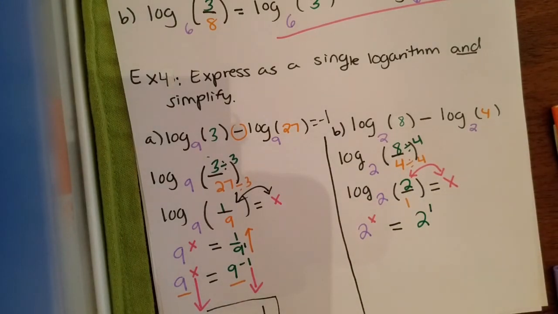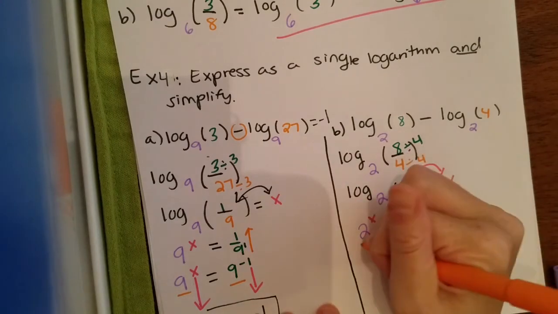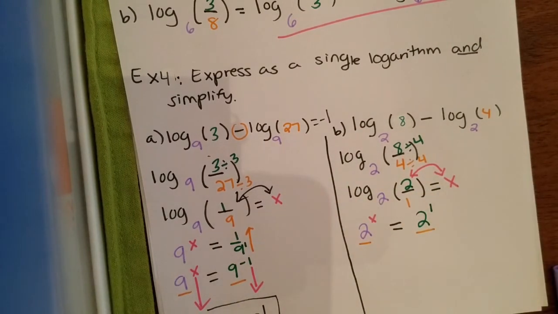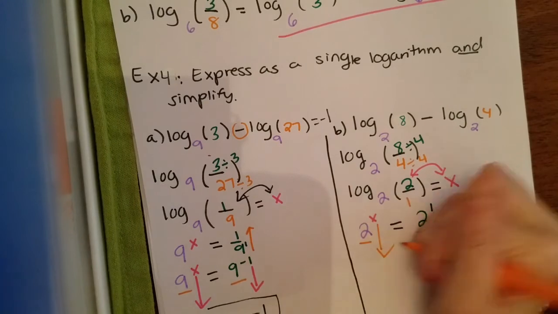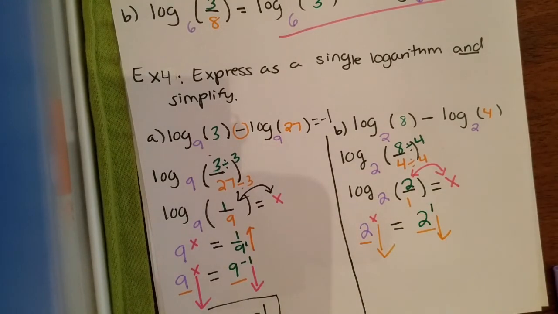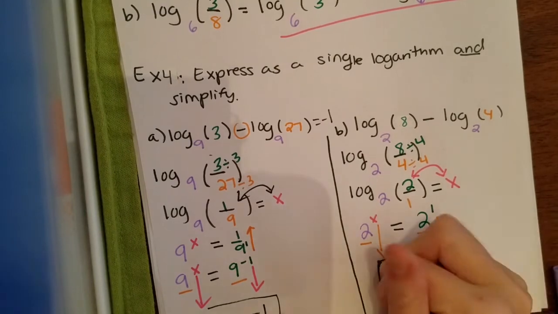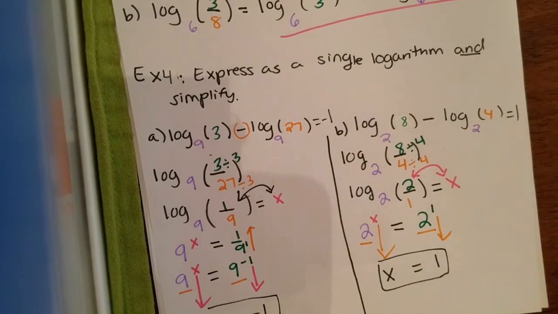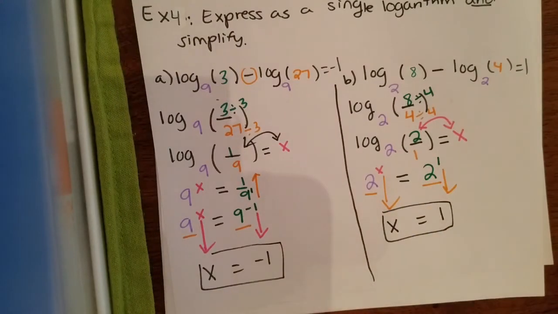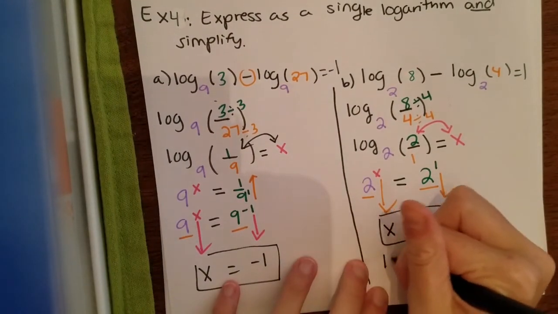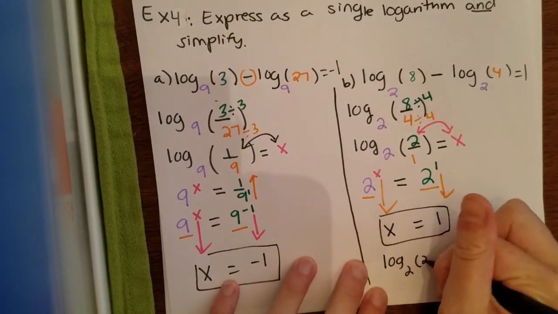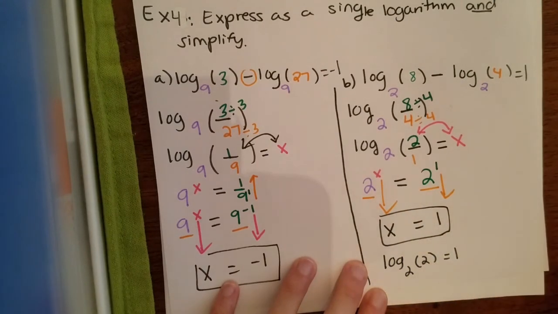And holy hot dog, you guys, we already have the same base on both sides. We already have a 2 on both sides. So I can instantly drop down my exponents and get my final answer. So x equals 1. All this up here just equals 1. Isn't that cool? Probably some of you already caught it. If we look at this step, you probably already knew the answer. From here we saw that log base 2 of 2 equals 1.